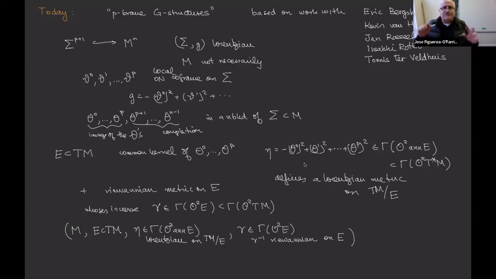Okay, so that's basically the structure that I want, and I'm going to call this a P-brane Galilei structure. I'll define it in terms of groups in a moment. And by the way, the P comes in the rank of E. If this is an n-dimensional manifold, the rank of E is going to be n minus P minus one.